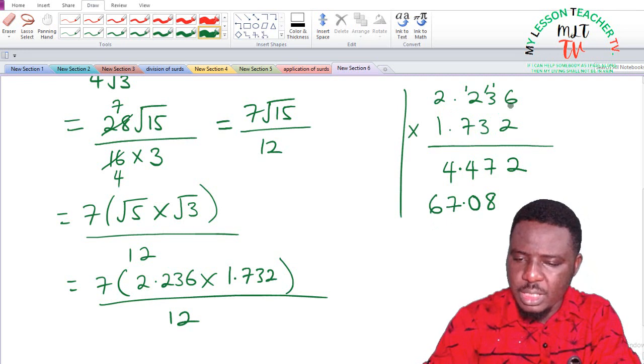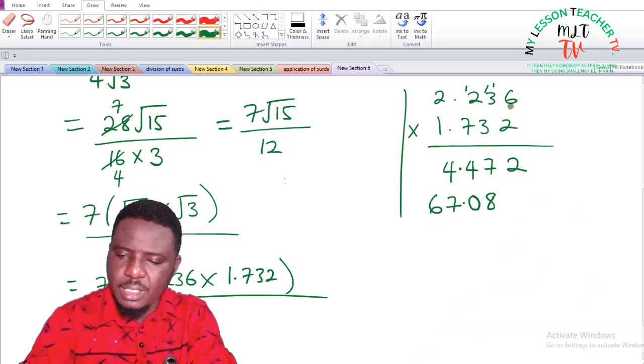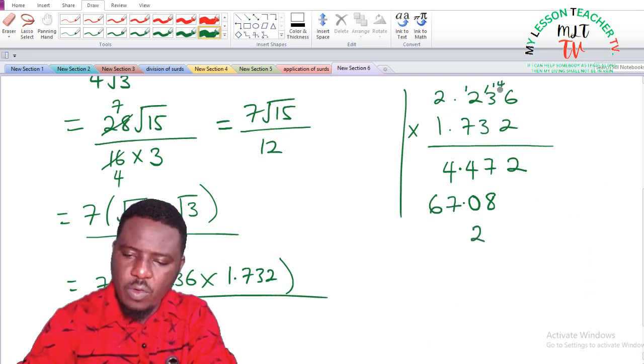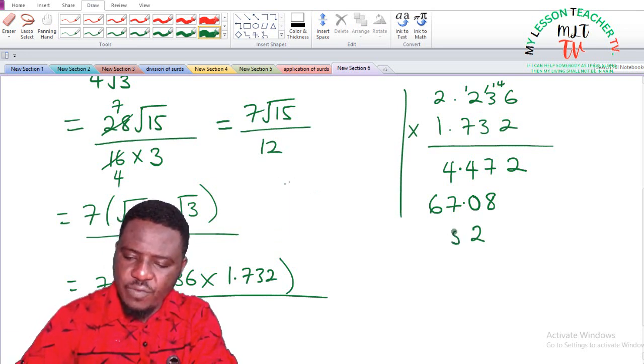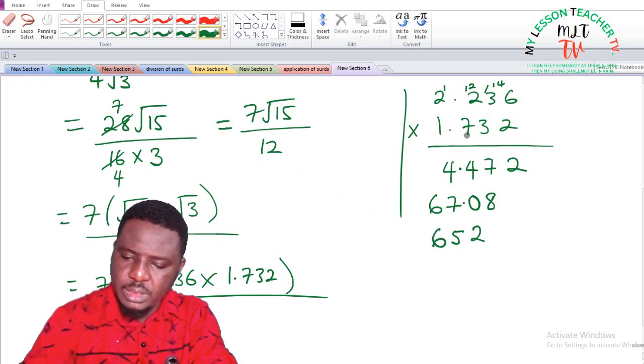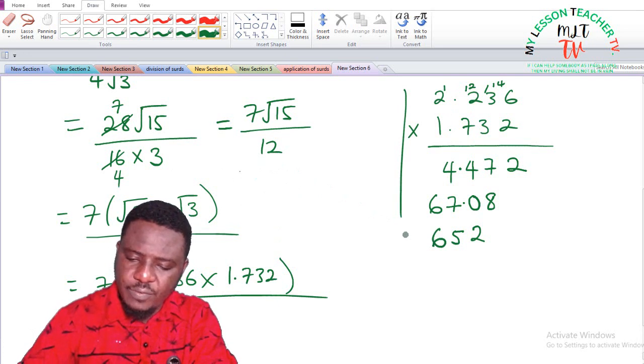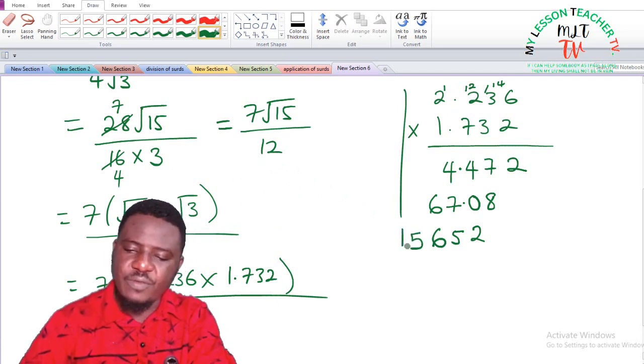7 times 6 is 42. I'll write down 2 and carry 4. 7 times 3 is 21. 21 plus 4 is 25. I'll write down 5 and carry 2. 7 times 2 is 14. 14 plus 2 is 16. I'll write down 6 and carry 1. 7 times 2 is 14 plus 1 is 15. So this is my 15.